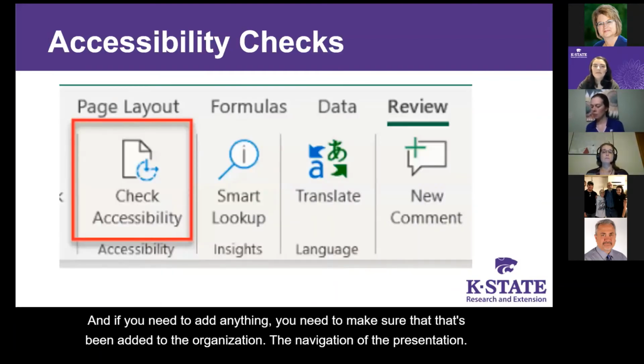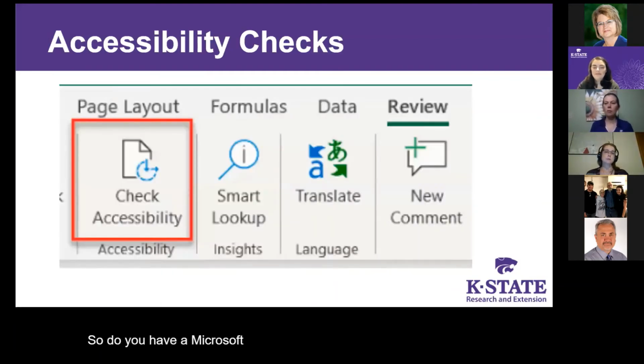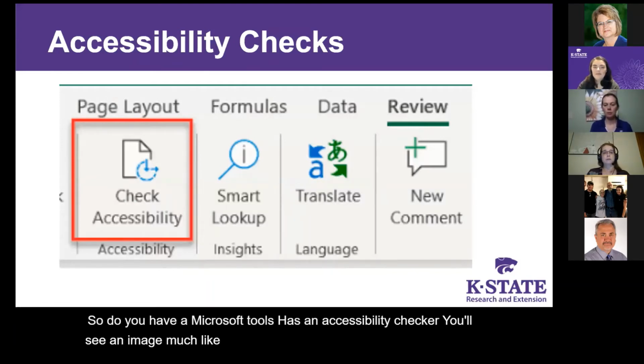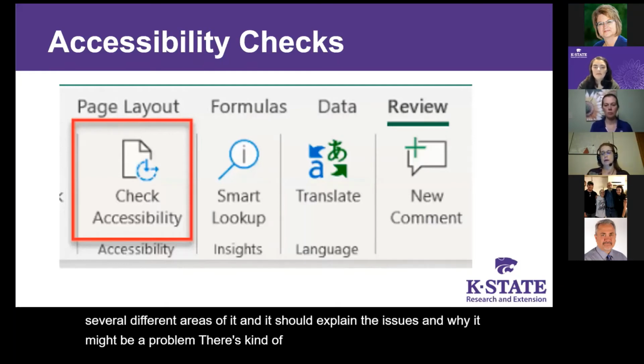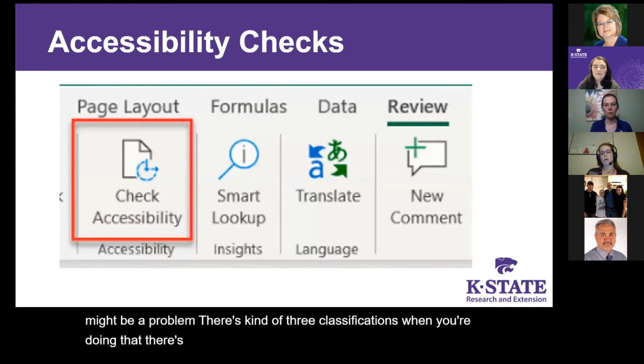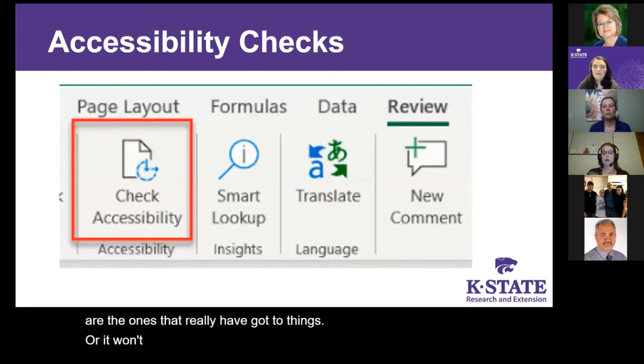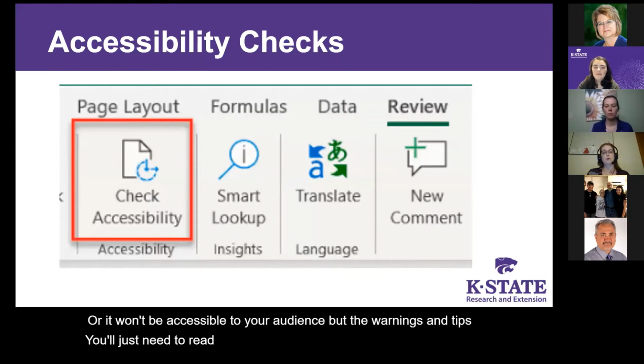So each of the Microsoft tools has an accessibility checker, and you'll see an image much like this just to check accessibility. It'll point out several different areas and explain the issues and why it might be a problem. There's 3 classifications when you're doing that: the error, the warning, and the tip. The errors are the ones that you really have got to fix, or it won't be accessible to your audience. But the warnings and tips, you'll just need to read through, and it often gives you very clear instructions on how to fix the issue.